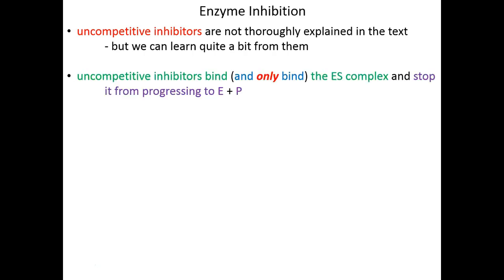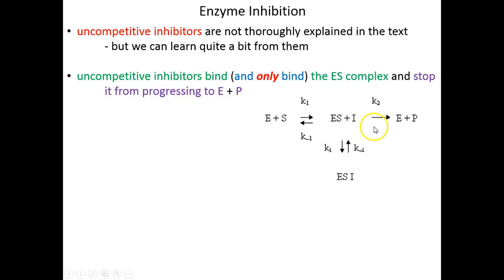On now to uncompetitive inhibitors. Uncompetitive inhibitors are not all that thoroughly explained in the text, but they're quite important. We can learn a good amount from them about Michaelis-Menten kinetics in general, so we'll cover them here a little bit more robustly. Uncompetitive inhibitors bind to, and only bind to, the enzyme substrate complex itself, and they stop the enzyme substrate complex from progressing to product.